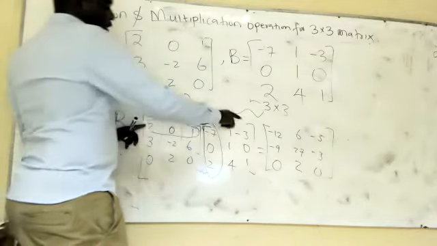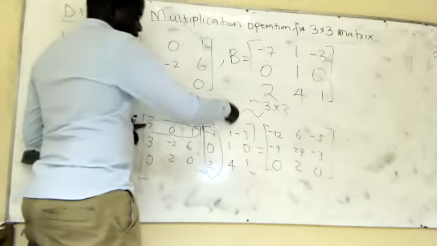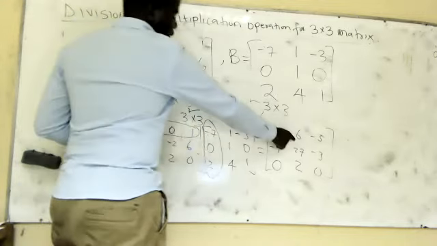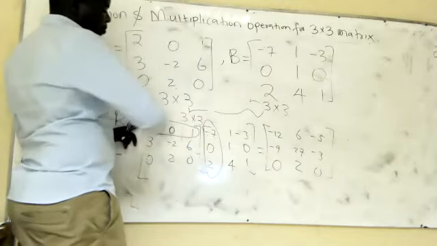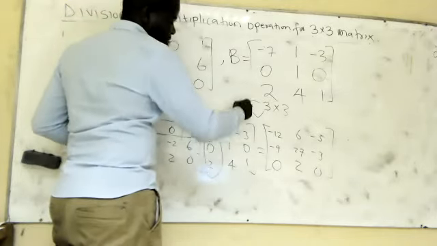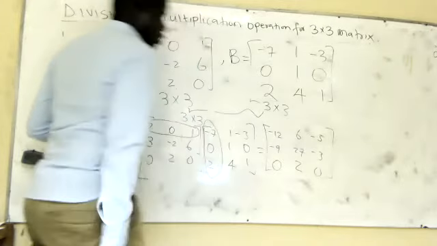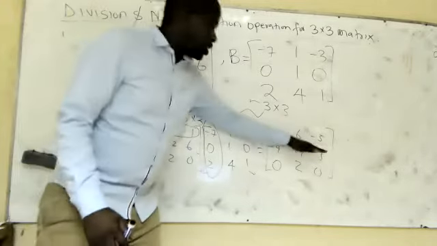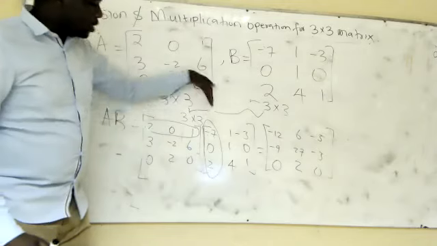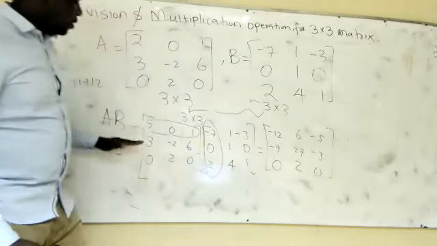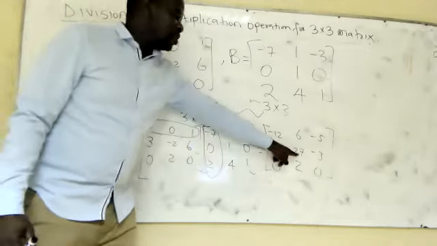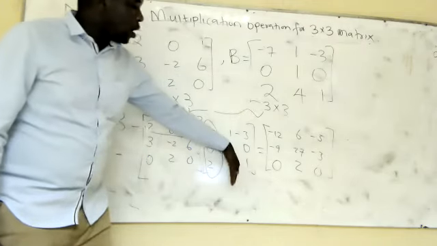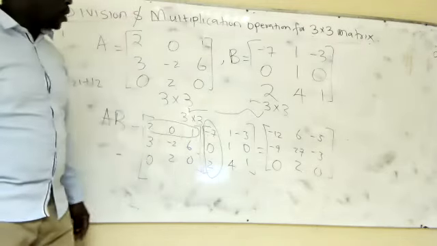You do the same thing for the second component. You multiply the first row and the second column, and you're going to get 6. For the third component, you multiply first row with the third column, and you're going to get -5. Then for the components of the second row, you multiply the second row with the first column to get the first component, the second row with the second column to get the middle component, and the second row with the third column to get the third component.